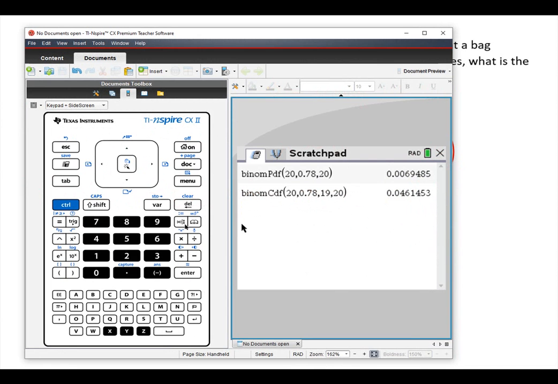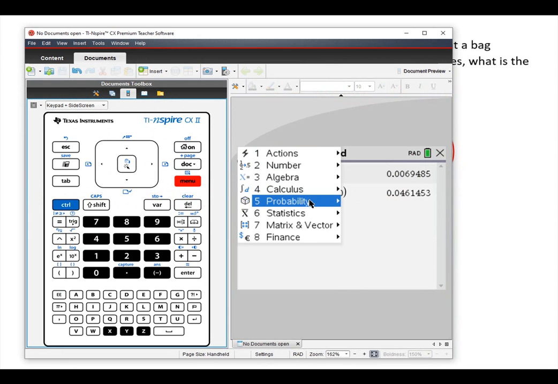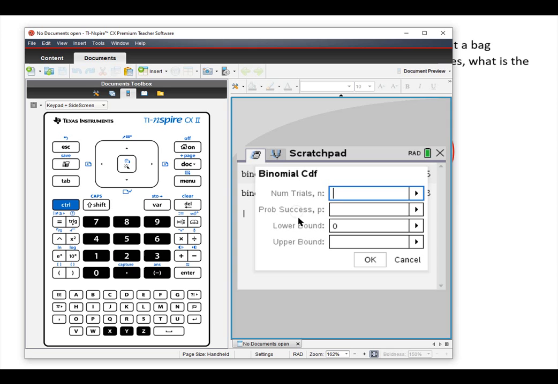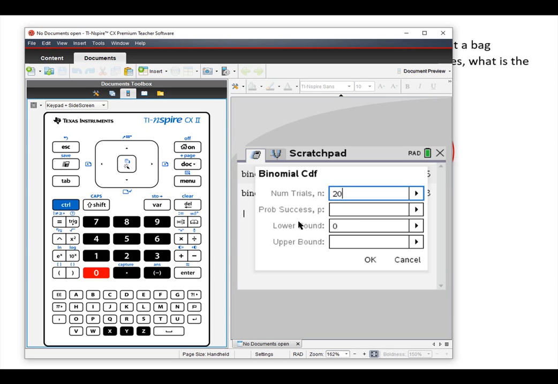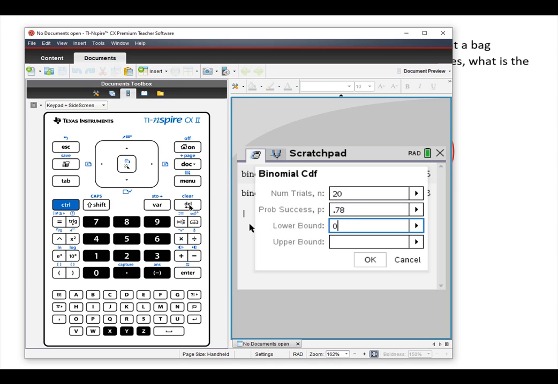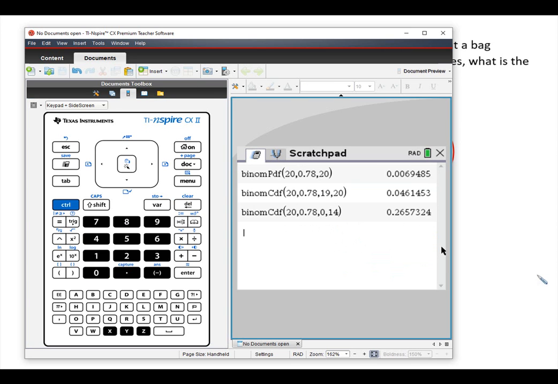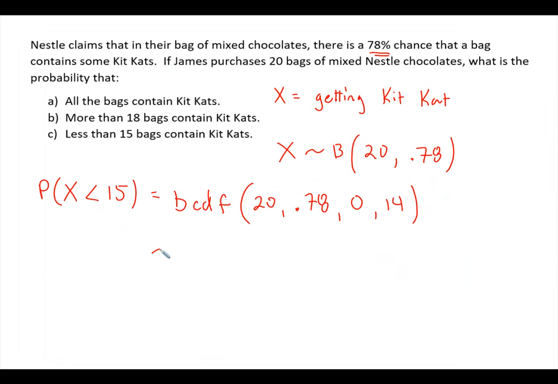So we'll put this in the calculator. Menu, probability, distributions. We have a CDF. Number of trials is 20, success is 0.78, lower bound is 0, and upper bound is 14. Click OK, and we get 0.26573.